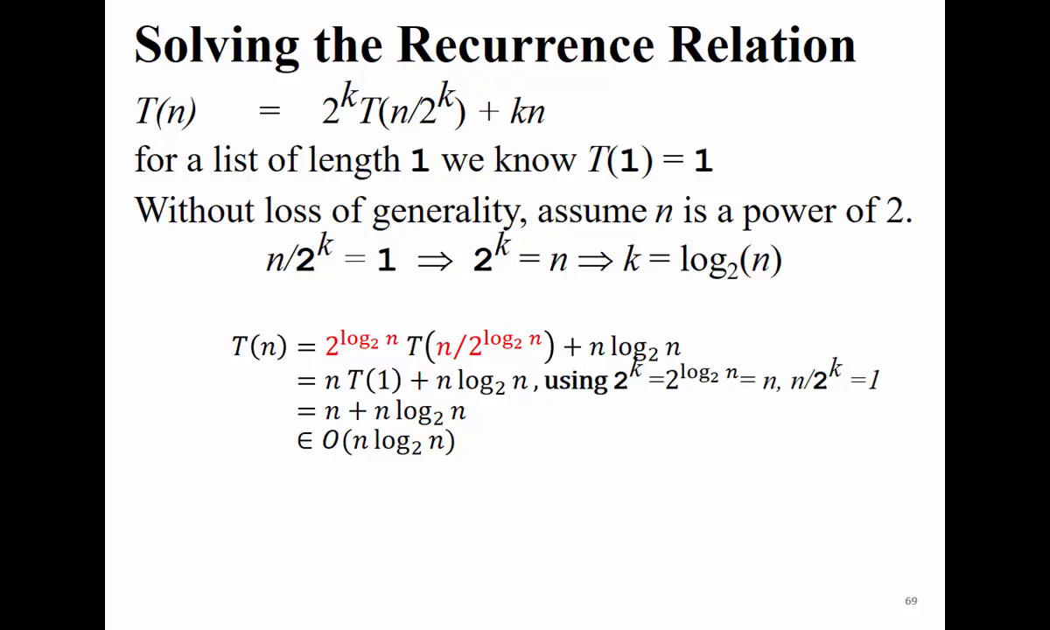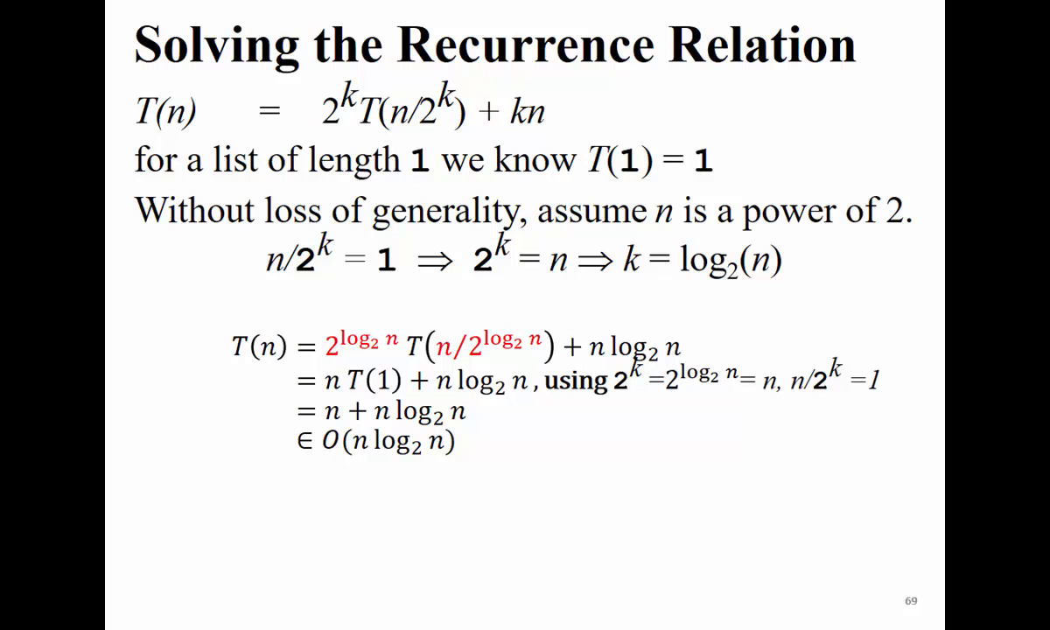So if we try to solve this problem and we assume that n is a power of 2, so n divided by 2 to the power k is equal to 1, then 2^k is equal to n, and we have k is equal to log2 of n. If we substitute this inside the equation, we end up with n times T(1), because we have here n divided by 2^k is equal to 1.